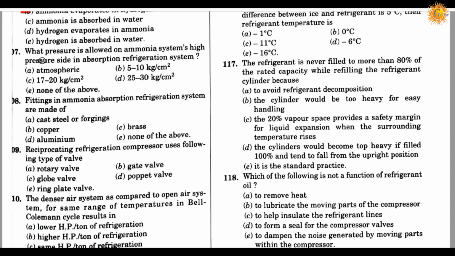Question 107. What pressure is allowed on ammonia system's high pressure side in absorption refrigeration system? Option A, atmospheric. Option B, 5 to 10 kg per centimeter square. Option C, 17 to 20 kg per centimeter square. Option D, 20 to 30 kg per centimeter square. Option E, none of the above. So the correct answer is C, 17 to 20 kg per centimeter square.